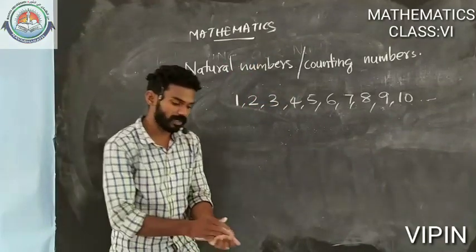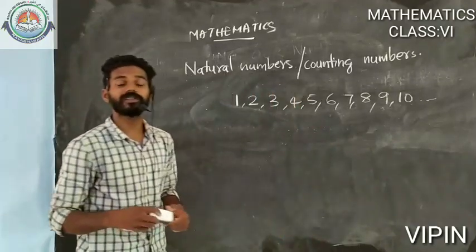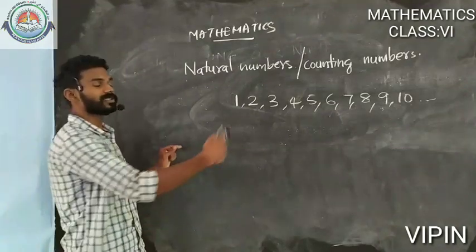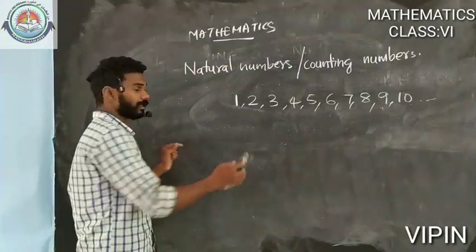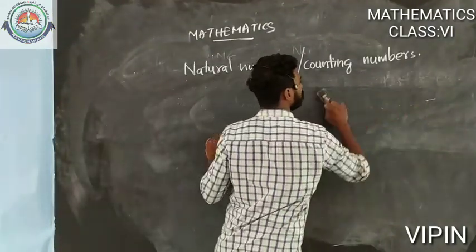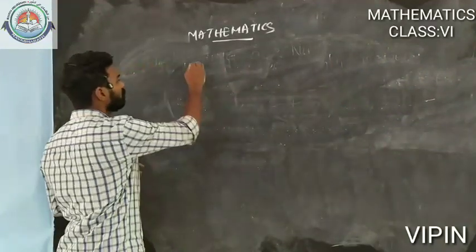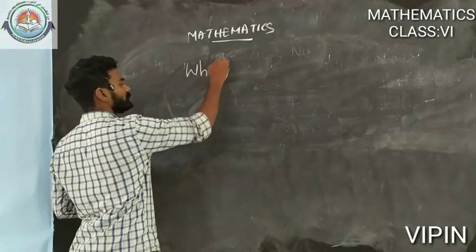And now we are going to discuss the next type of numbers. In decimal system, there is another type of numbers. It is called whole numbers.